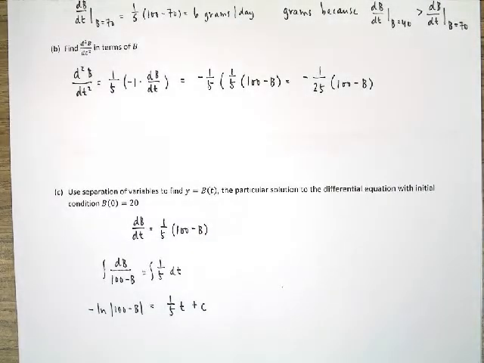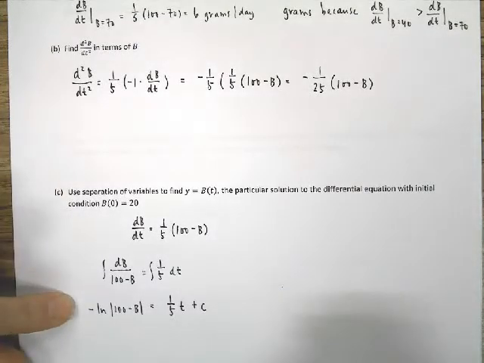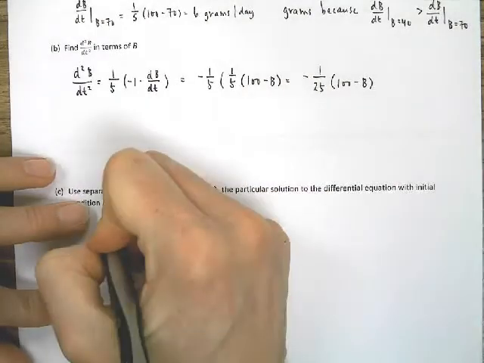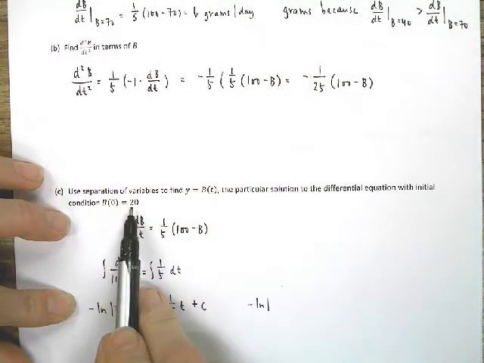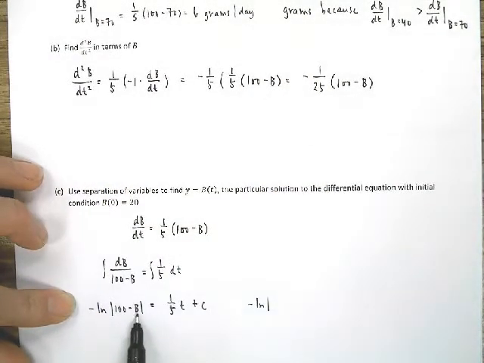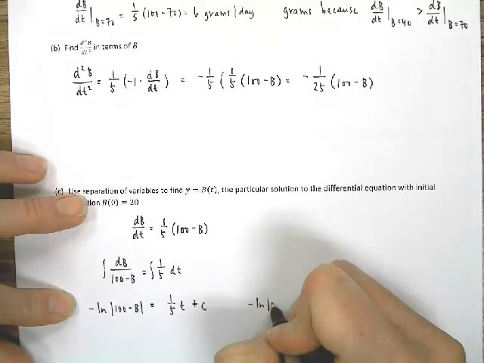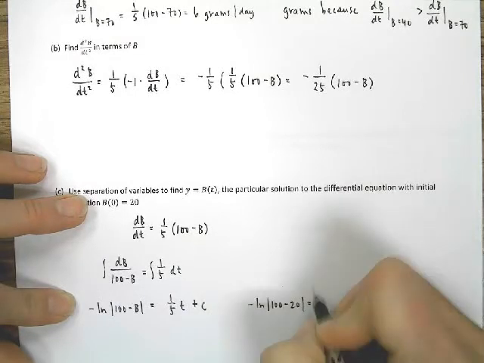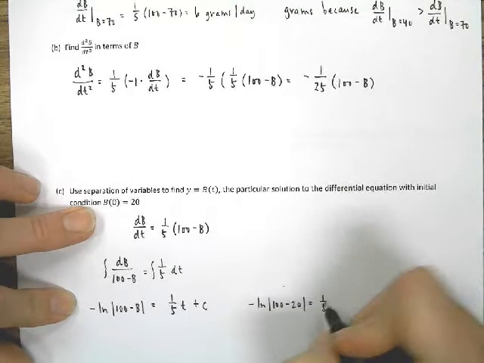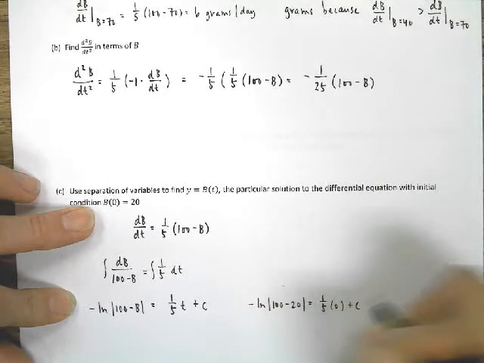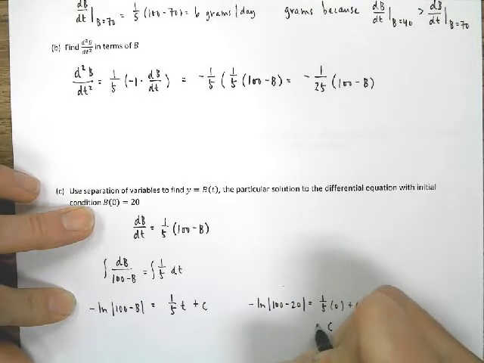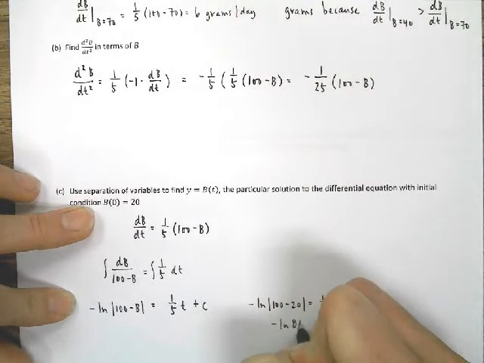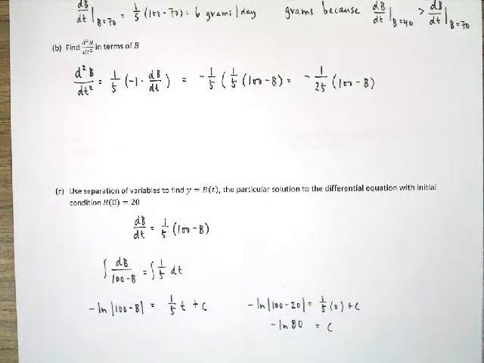So now we're going to go ahead and solve for our value of c. So now I have the opposite of the natural log of, now remember, this is B of t, so this is my y value here, or my b value, right? So I have 100 minus 20, equals 1/5 times my time is 0 plus c. So that clears out. Here I have the opposite of the natural log of 80.